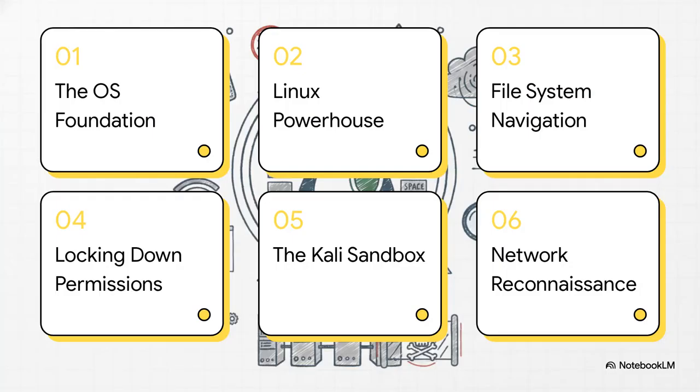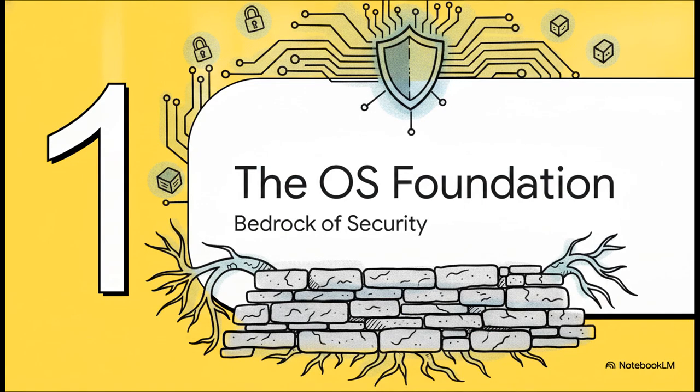To build your confidence step by step, here's our rapid-fire bootcamp syllabus. We'll start with Module 1, the OS Foundation, followed by Module 2, looking at why Linux is a powerhouse. Then Module 3 covers navigating the file system. In Module 4, we're locking down permissions before jumping into Module 5 to build our Kali sandbox. And finally, we wrap it all up with Module 6, Active Network Reconnaissance. Let's get right to it.